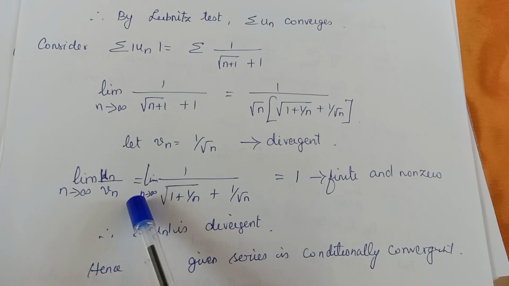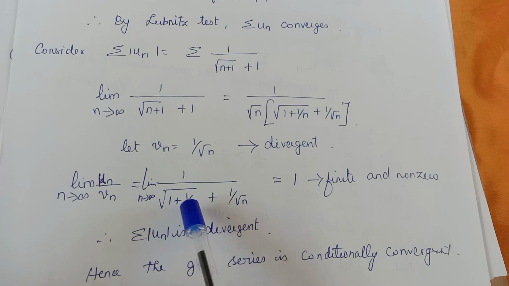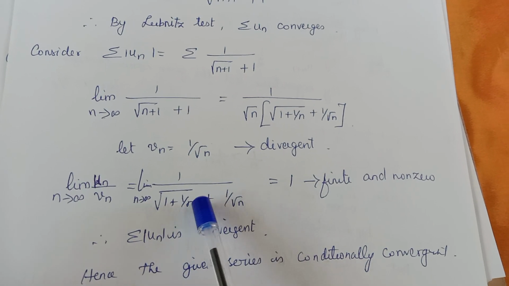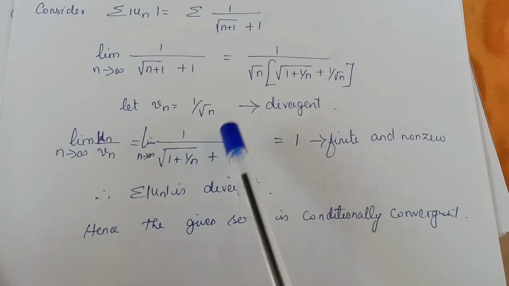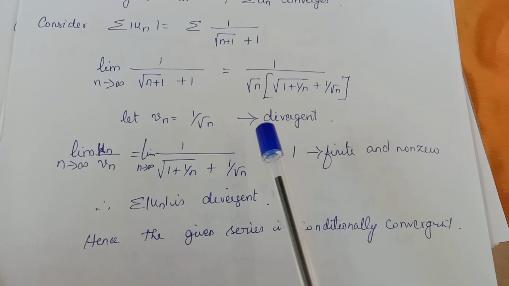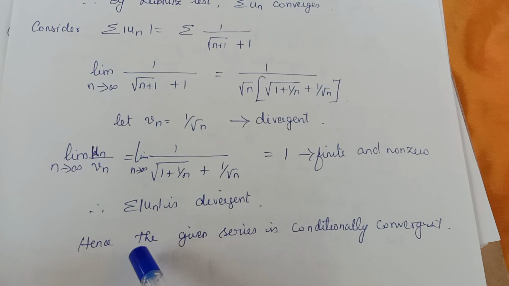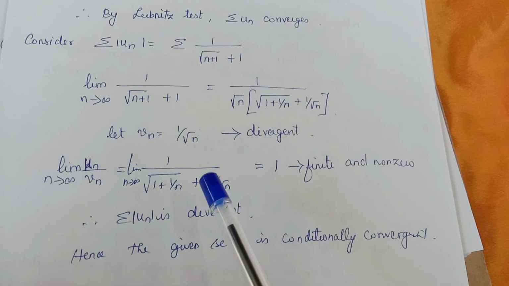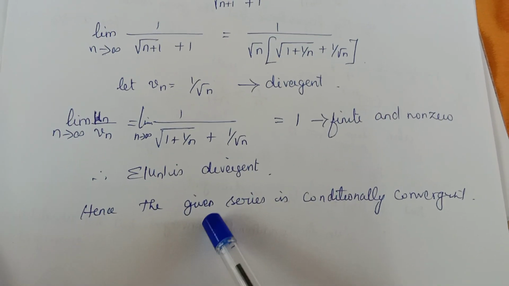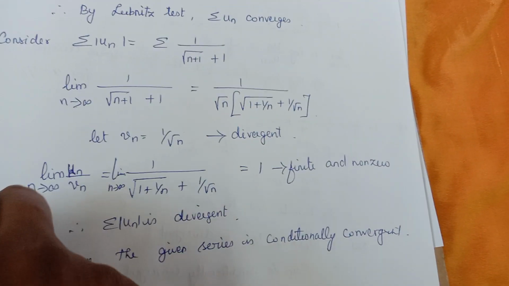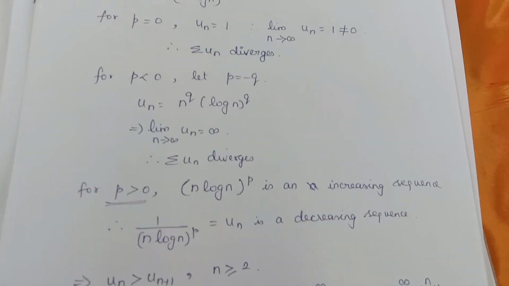Now Un by Vn equal to 1 by root of 1 plus 1 by n. So as n tends to infinity, this is equal to 1, which is finite and non-zero. Therefore Un and Vn converge or diverge together. Since Vn is divergent, the given series is also divergent. So what we have proved here: the original series is convergent, but the absolute convergence is not there. Therefore, the given series is conditionally convergent. Okay, then next problem.